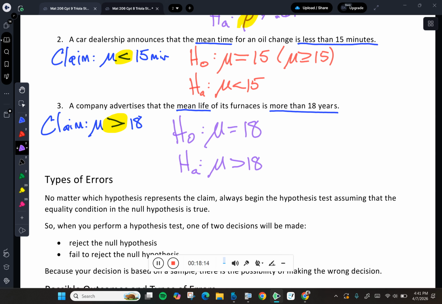And then we're going to go gather some data about these furnaces. We're going to measure how long they last. And we're going to say, hey, does the data support, or does the data fail to support what's going on here?